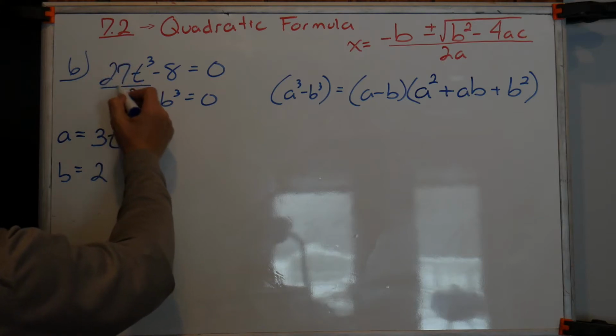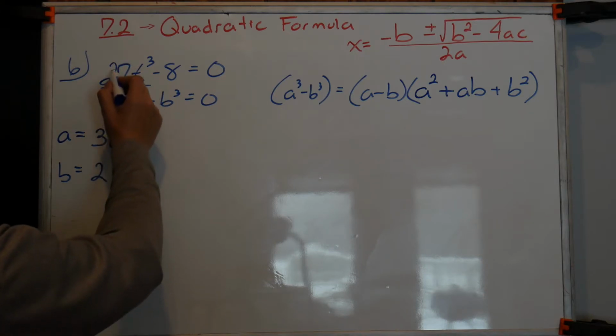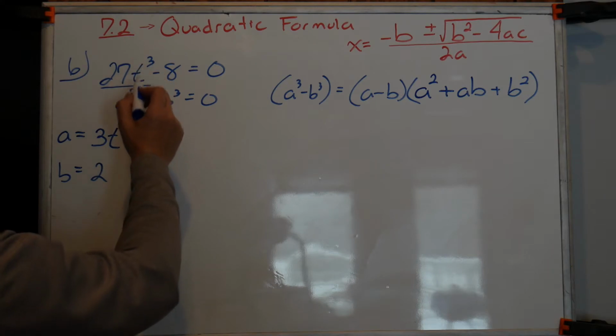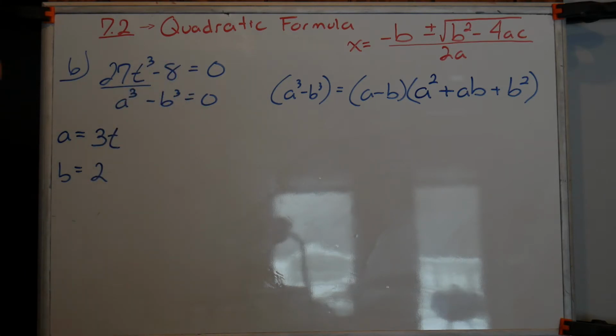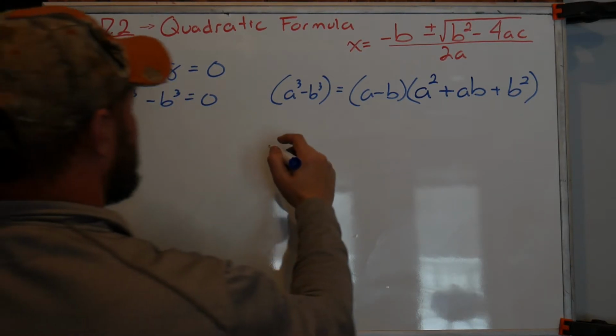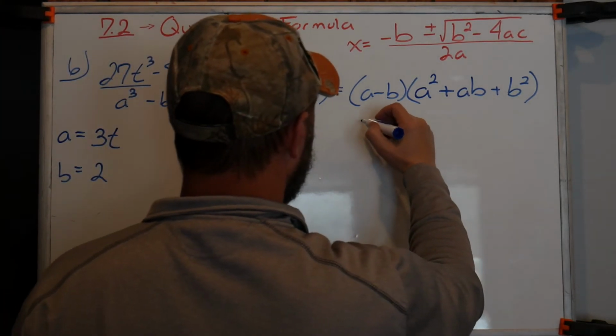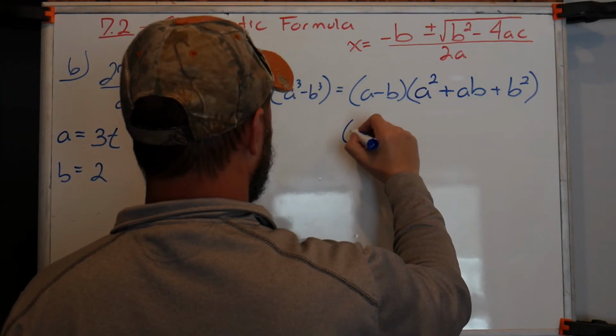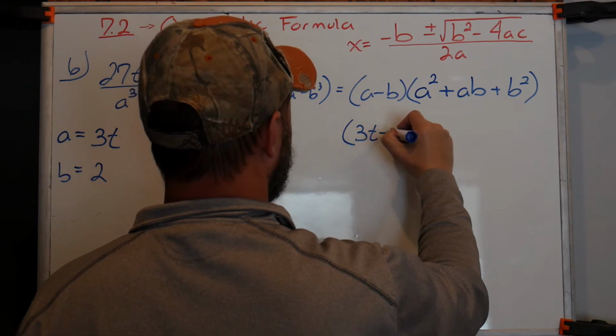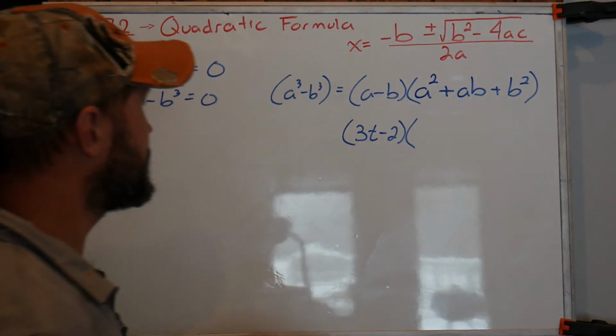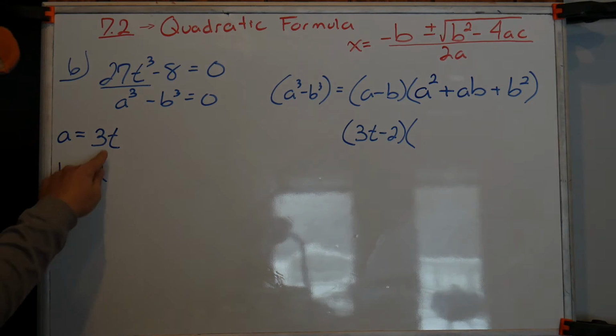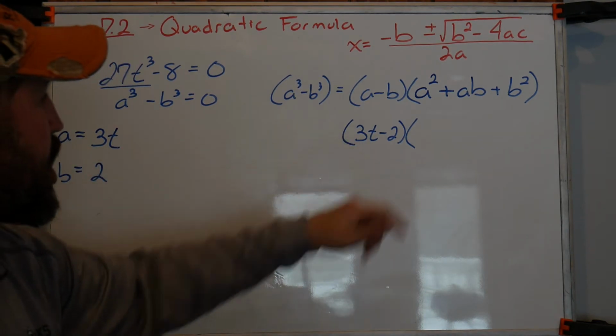So I have my a is 3t, my b is 2. Perfect cube, 27 is a perfect cube, 3 is the cube root. T cubed, perfect cube, t is the cube root. 8, 2 is the cube root. So I plug this in. I'll do it over here so that we can follow along. So I have 3t minus 2, my a and my b. So here's my a, here's my b, boom.